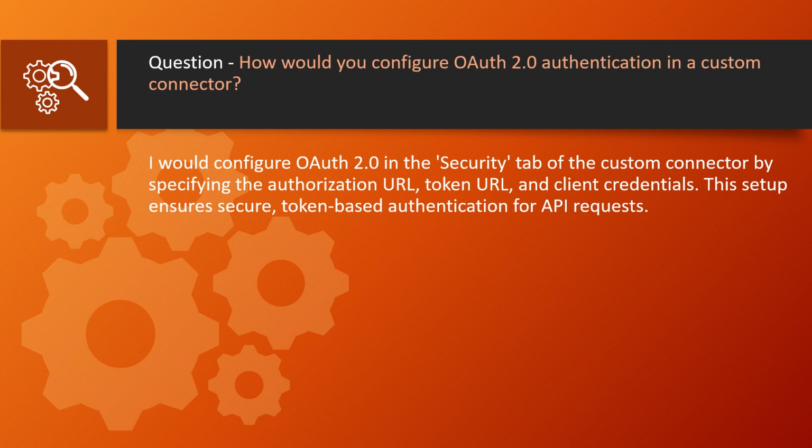Next question is how do you configure OAuth 2.0 authentication in the custom connector? So in the security tab, you can define the OAuth 2.0 authentication in the custom connector. Here you need to provide the authorization URL, the token URL and the client credentials. This setup ensures secure token based authentication for all the API requests.